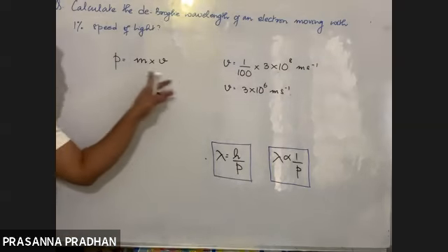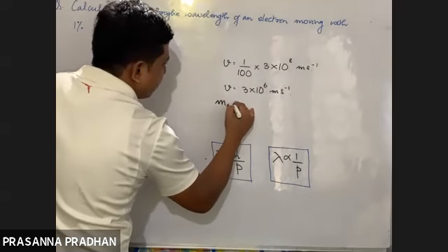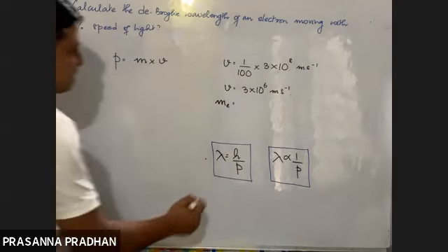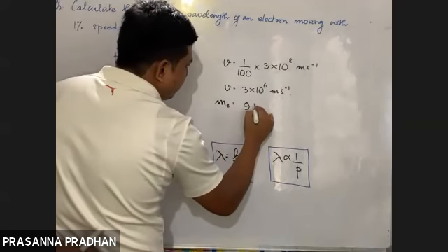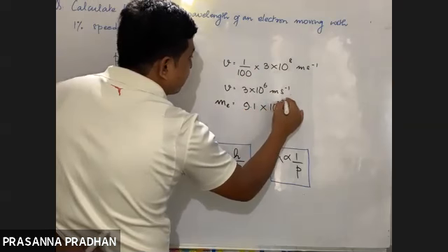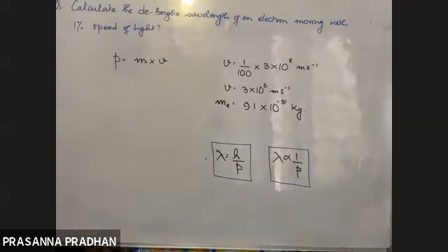In SI unit. So what is the mass of an electron in SI unit? What is the mass of an electron? You should be knowing this. We have done it. 9.1 into kitna kg tha? 10 to the power minus 31 kg na. Proton ka tha 10 to the power minus 27. Remember?